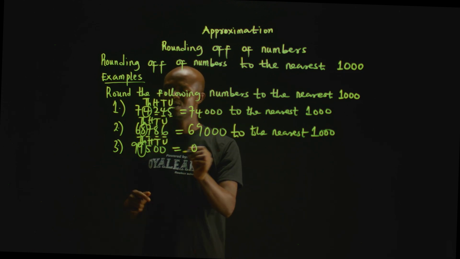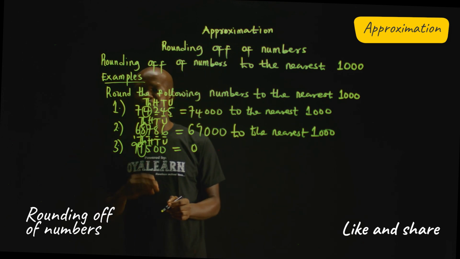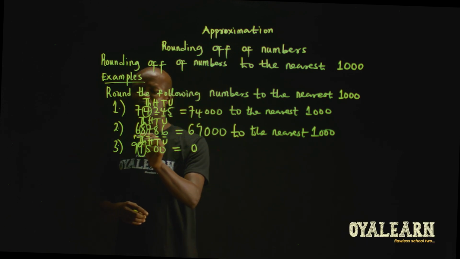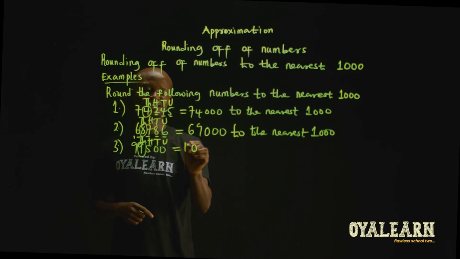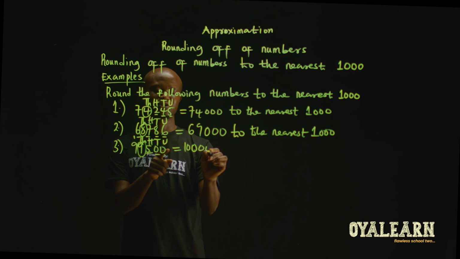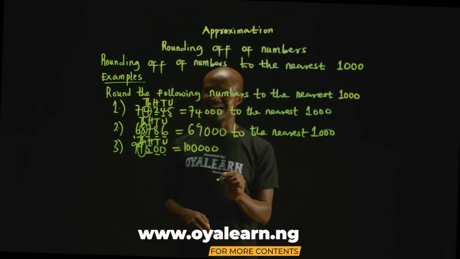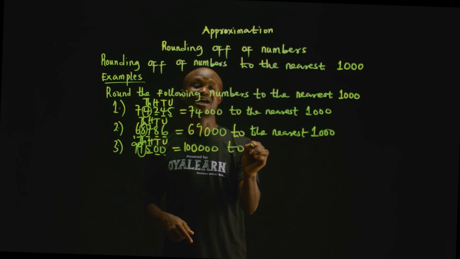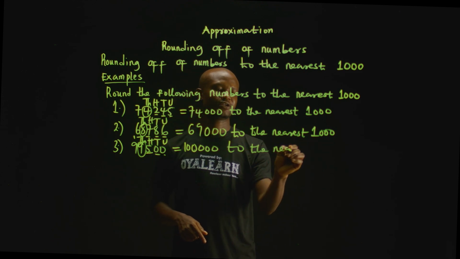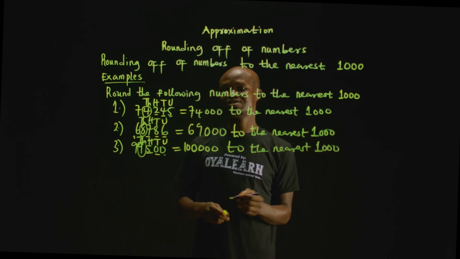Then we write 0 and carry 1 and put it on top of the next 9 before the 9. So what are we having? 1 plus 9, we have what? 10. Don't forget the positions here return to 0. So this is equal to 100,000 to the nearest 1,000. That is the solution to the problem.